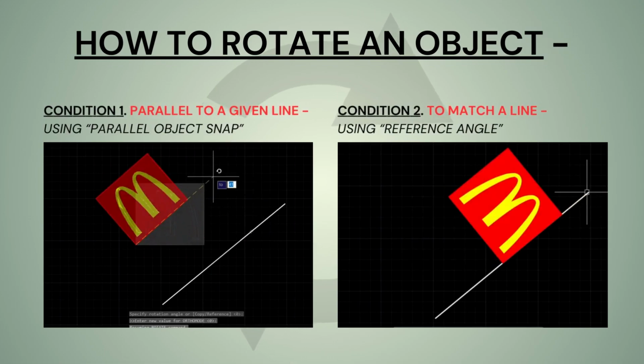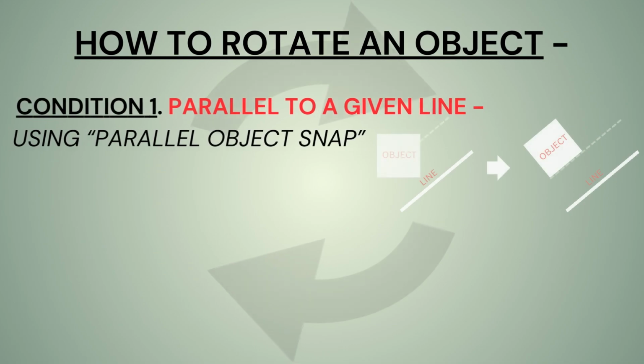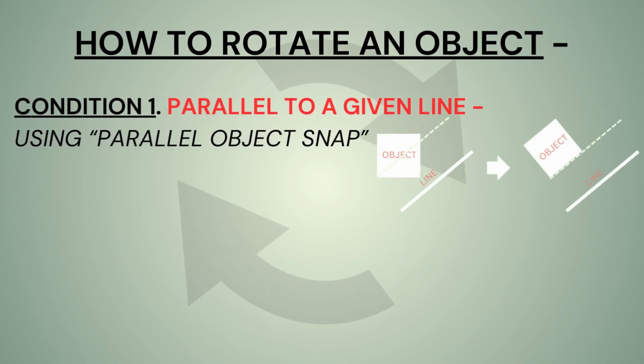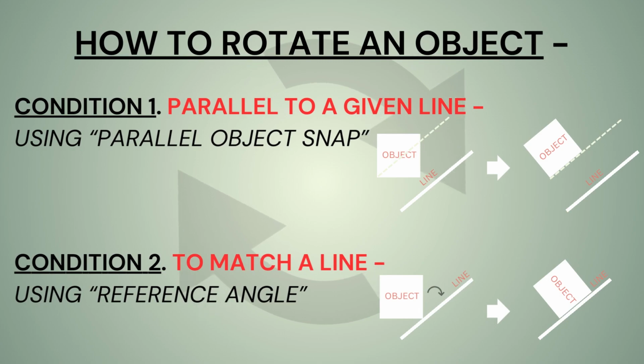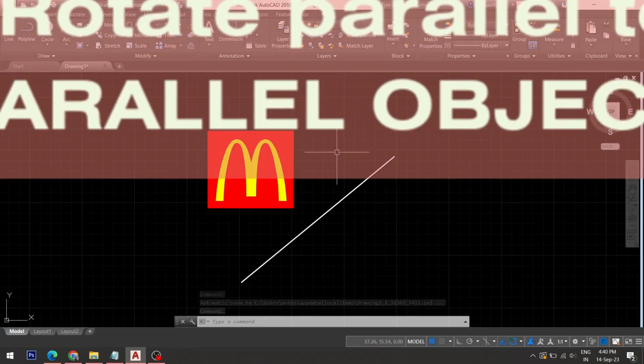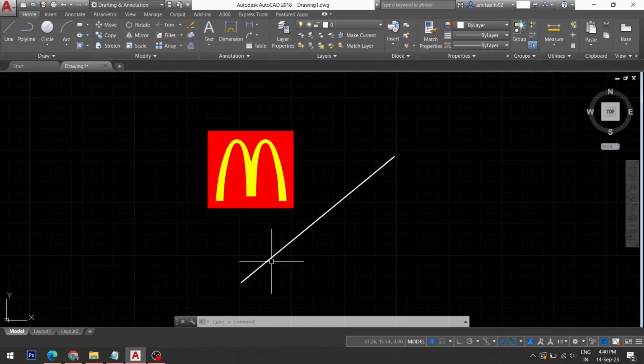In this video, I am going to discuss how to rotate an object in AutoCAD with two given conditions. In the first condition, we will learn how to rotate an object parallel to a given line by using parallel object snap. In the second condition, we will rotate an object to match a line using reference angle. Alright, starting with our first condition where I want to rotate this object in such a way that it becomes parallel to this given line.